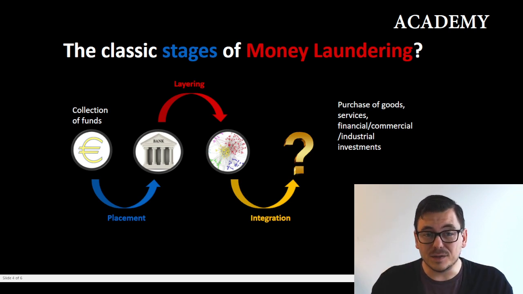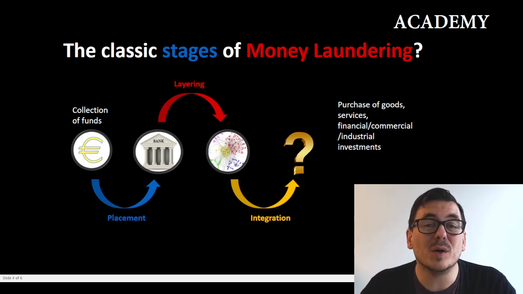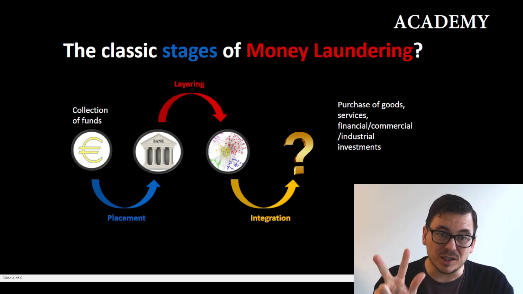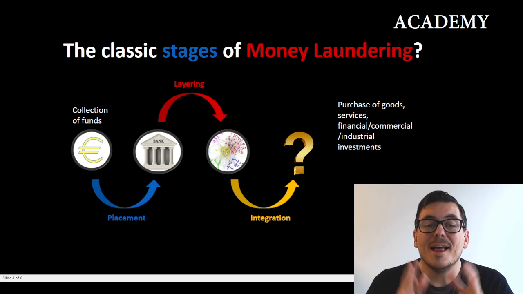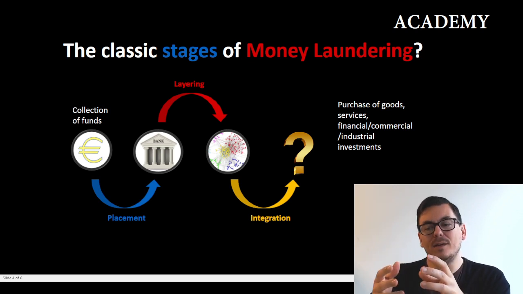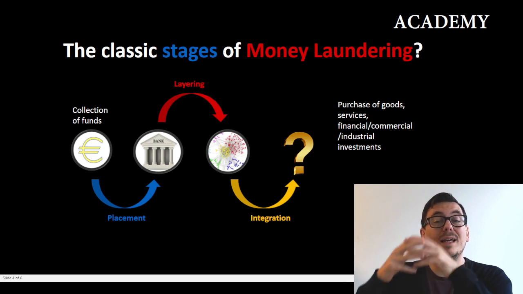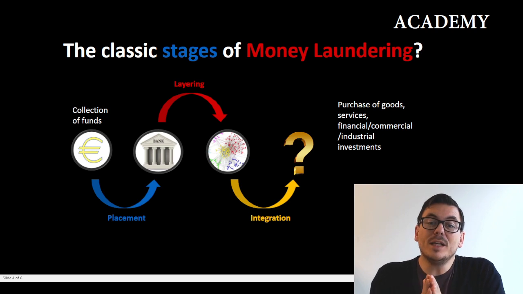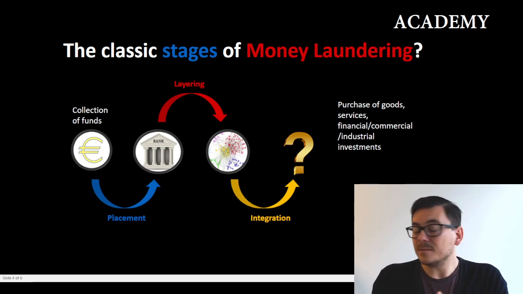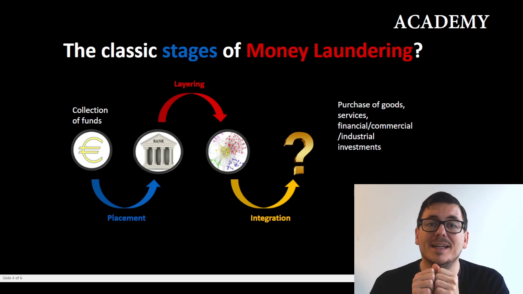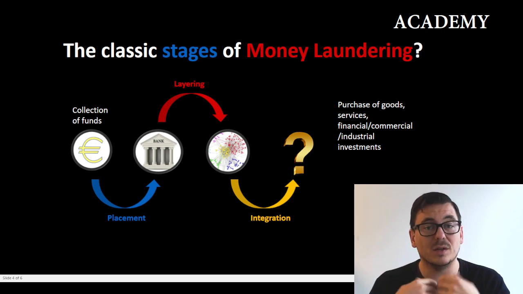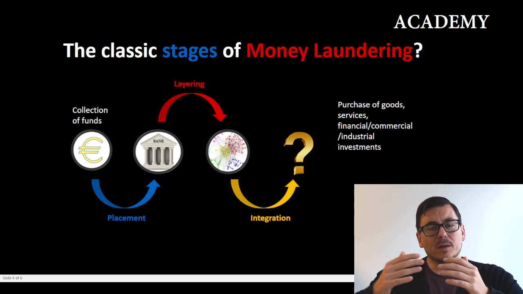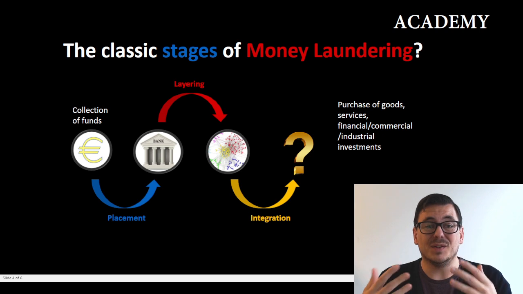The classical stages of money laundering consist of three parts. It's placement, layering, and integration. The first one, placement. That stage regards that we need to get our illicit funds into the financial sector, into the legitimate economy. So we need to place our funds in there. It has been way easier than it is now because we got a lot of regulation, we got a lot of controls, especially in the banking sector, trying to limit the possibility of getting dirty money into the system.